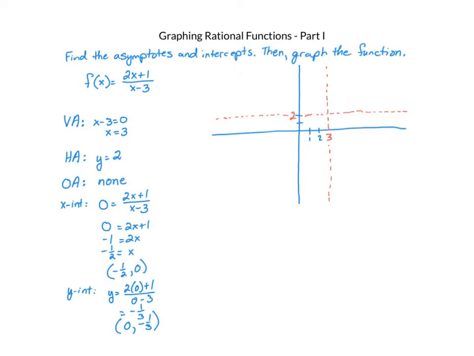So let's see, what else do we have? Our x-intercept is at x equals negative 1/2. That puts it at about right here. And we have a y-intercept at negative 1/3, and that puts it about right here. And I'm going to label those. Those are a little hard to read. This is at negative 1/2, and this right here is at negative 1/3.